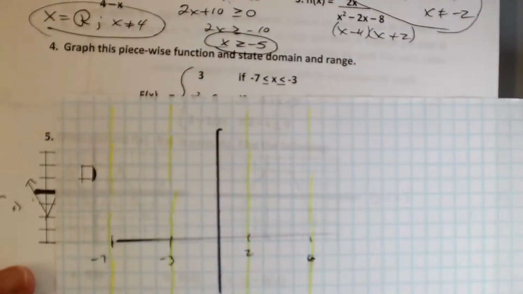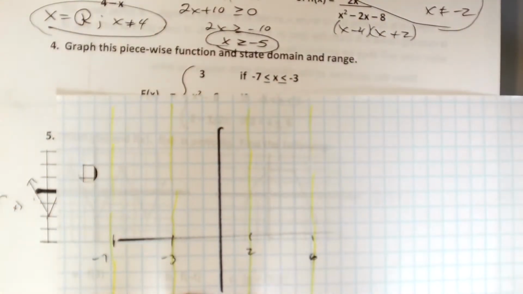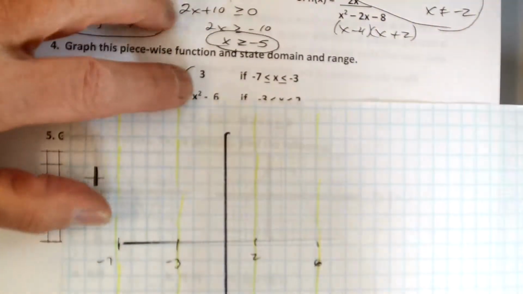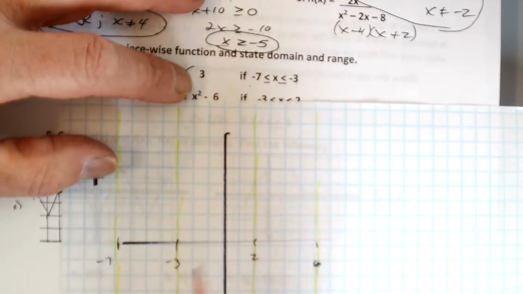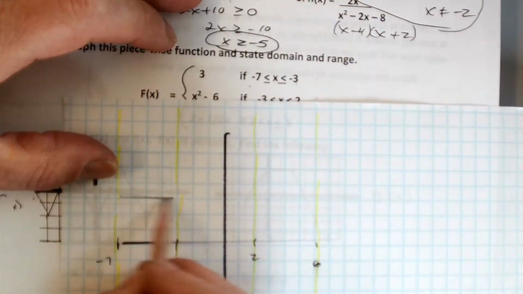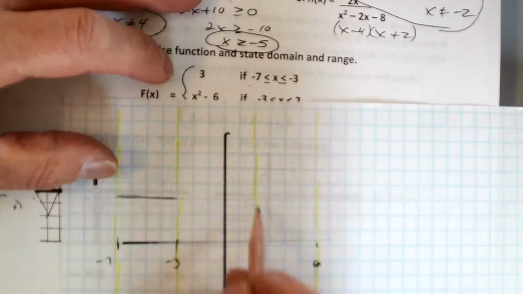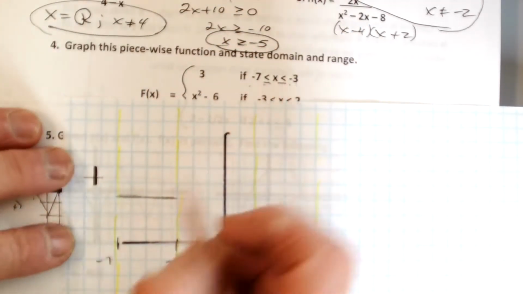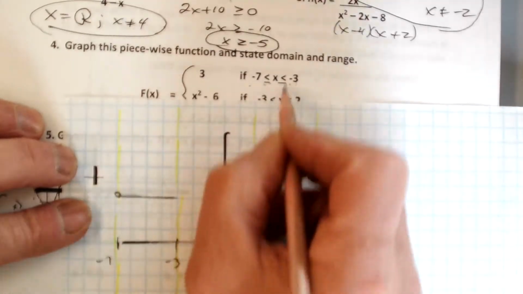Let me see. I need a pencil so that I can erase. Y equals 3 exists between negative 7 and negative 3. So if I go to a height of 3, that's here, and that's going to exist in here, but it's not going to be the whole thing. Solid dot because it is including negative 7 and it's including negative 3.